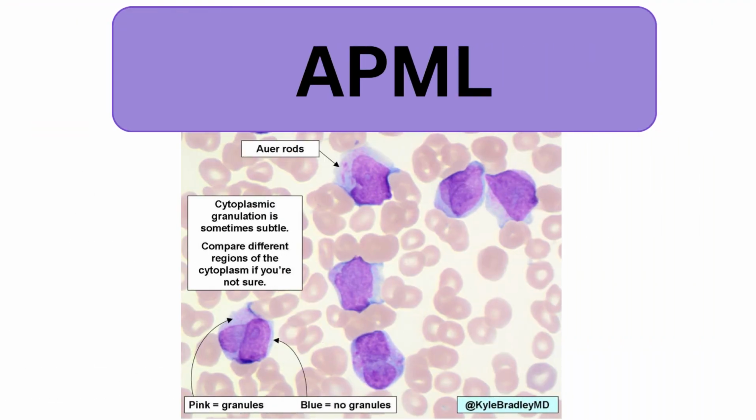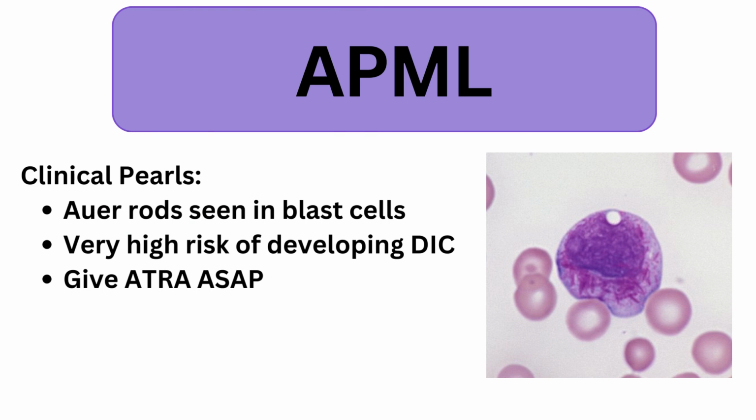Acute promyelocytic leukemia is a subtype of AML that commonly presents with DIC. This condition can be identified by seeing Auer rods on the peripheral smear or a 15;17 chromosome translocation. Give all-trans retinoic acid as soon as APML is suspected, even if you aren't sure.